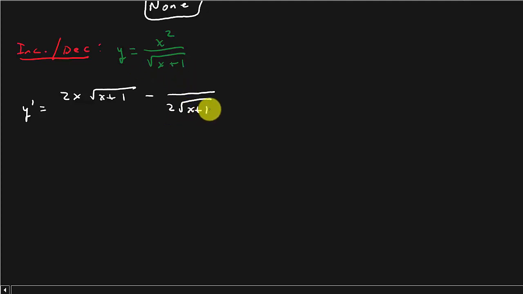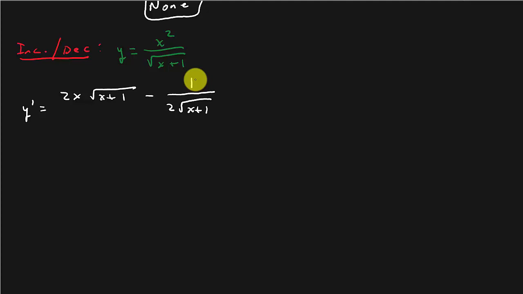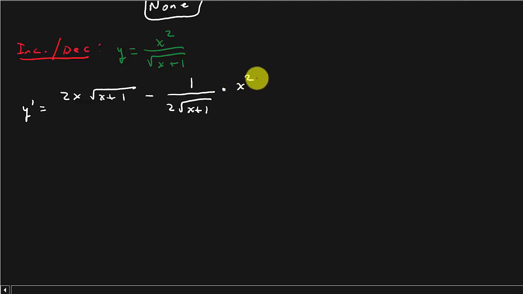And the numerator, well, look underneath the square root. What's the derivative of that? 1. And that's your derivative. And if you need to see more on that, I've got a video. Search my channel. Shortcut for finding derivative of square root. Okay, and then times x squared. And that's all over the square root of x plus 1 squared.